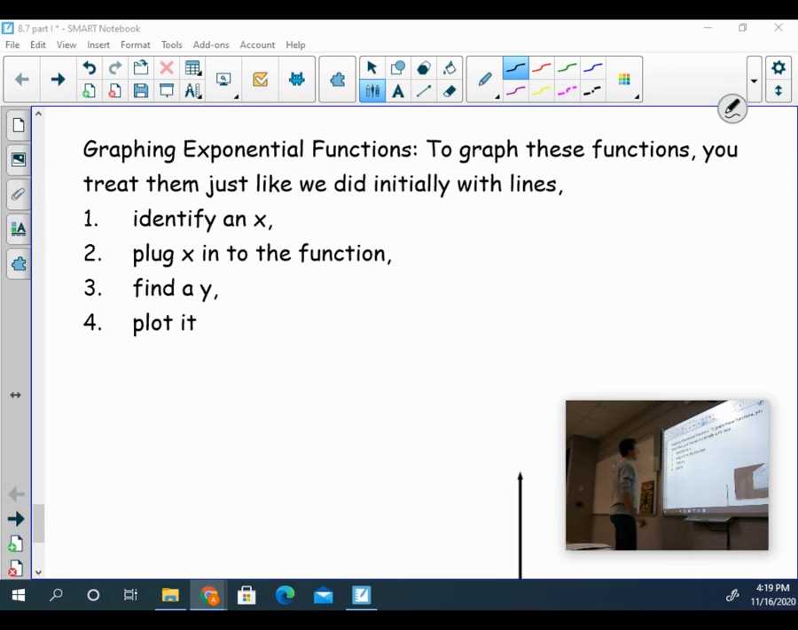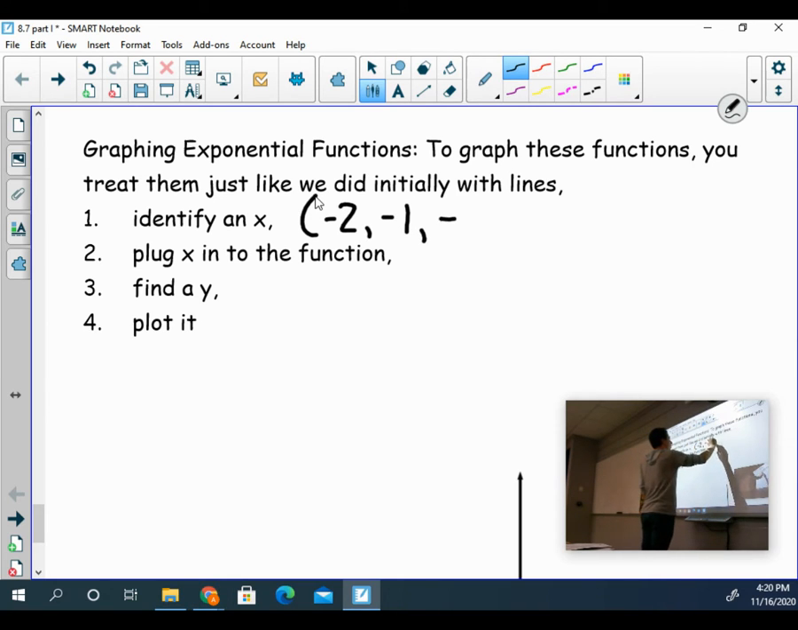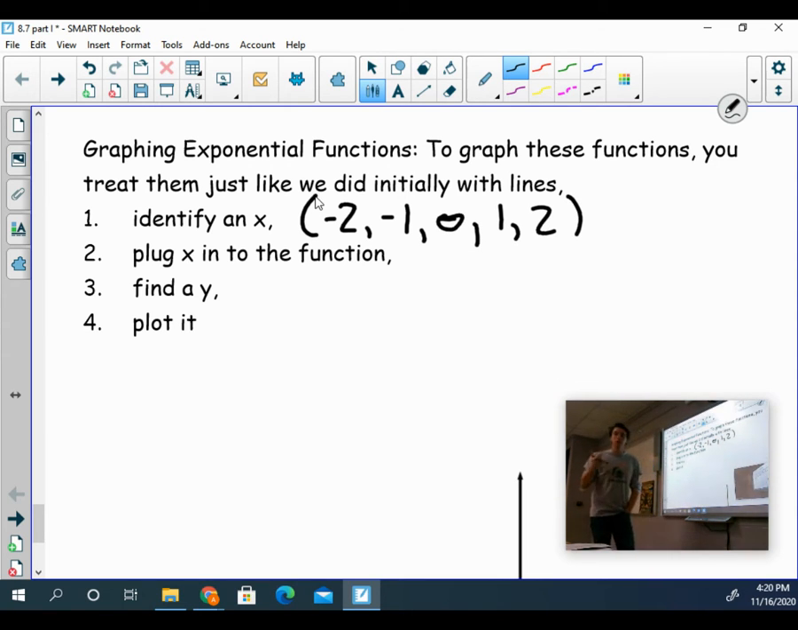Well, we've got 4 steps. So pause the video. Go ahead and write them down. So what do we do for graphing exponential functions? Well, to graph them, you treat them just like we did way back in 7th grade when you learned how to first graph a line. You're going to identify some x values. I would always encourage you to use the following: -2, -1, 0, 1, and 2. They're simple numbers, and they'll give you a good picture of your data.